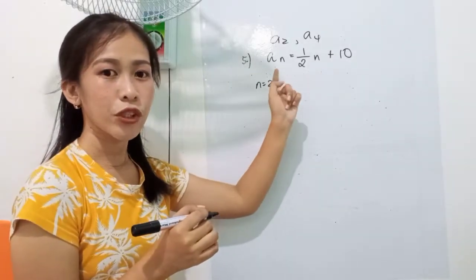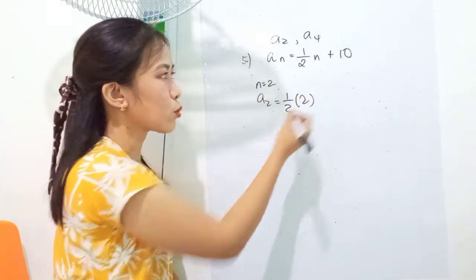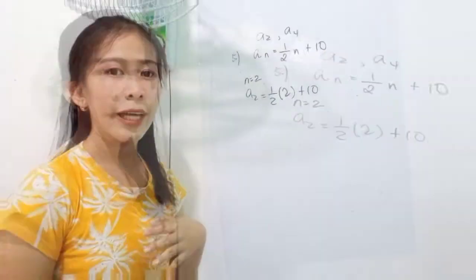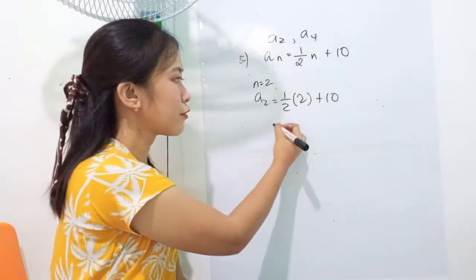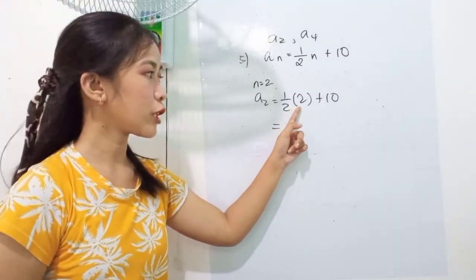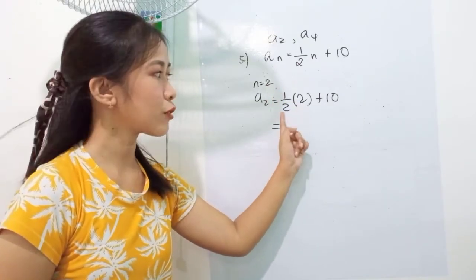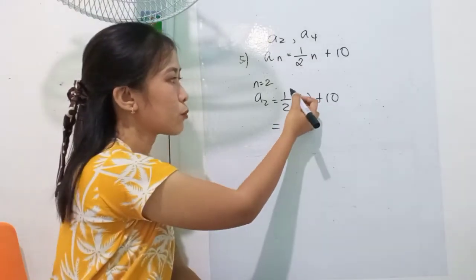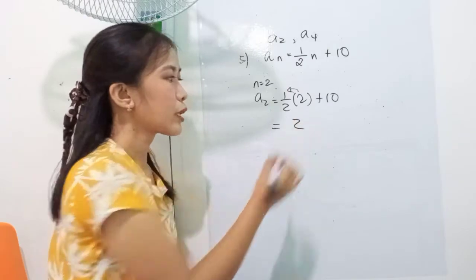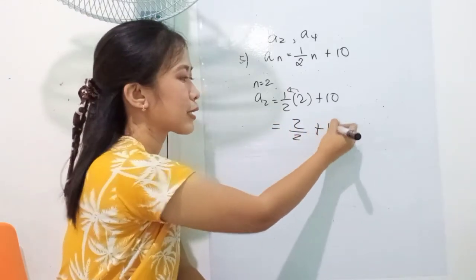n in this equation. We have a sub 2 is equal to 1/2 times 2, dahil yung n natin ay nandun, ayan, plus 10. And then, we're just going to simplify. So, we have 1/2 times 2. So, kapag ganito naman yung situation, ang gagawin nyo lang dito is to multiply the numerator to this whole number. Kapag ganito lang siya. So, we are just going to multiply 2 to 1. 2 times 1 or 1 times 2 is 2. And then, just copy the denominator. So, over 2. And then, plus 10.